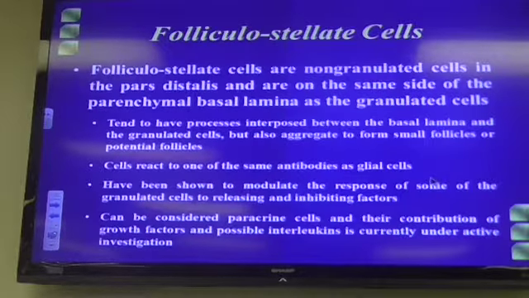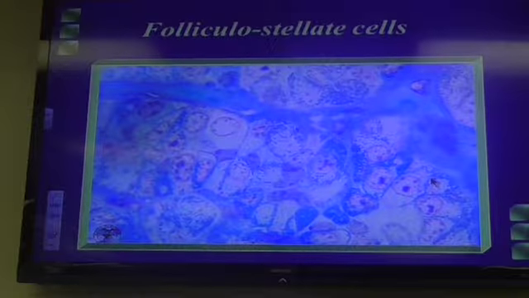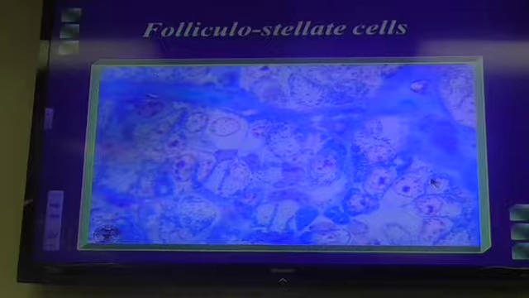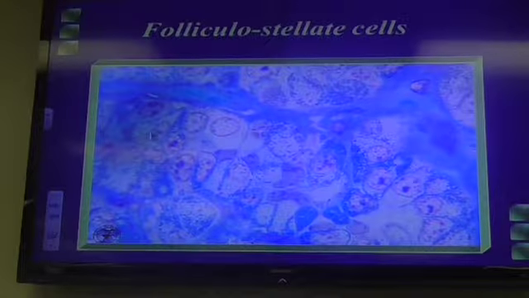And they can be called paracrine cells, and their contribution of growth factors and possible interleukins is a very current area of research investigation. So they may actually be some adapted secretory cells that have also got more of your microglial type properties. And this is just showing those big clear cells with the nuclei in the center. This is clusters of these parafollicular cells. That's what these guys are right here.